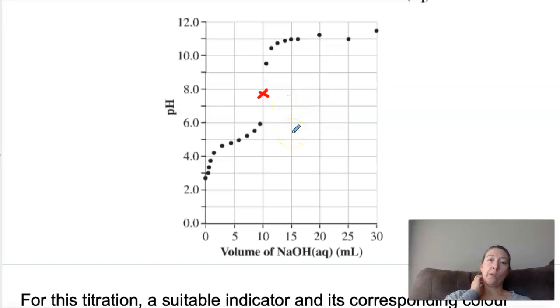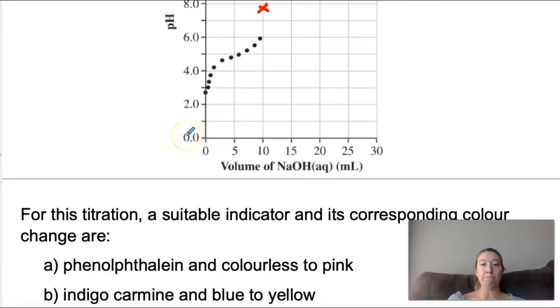The other thing that's really important to look at, because it's asking about the corresponding color change, is to recognize: did I start with the acid in the flask or the base in the flask? In this case, I started with the acid in the flask, so my color change is going to match up with what I see in my data booklet. But if I started with the base in the flask, my color change would be the opposite from the order in which it appears, right?